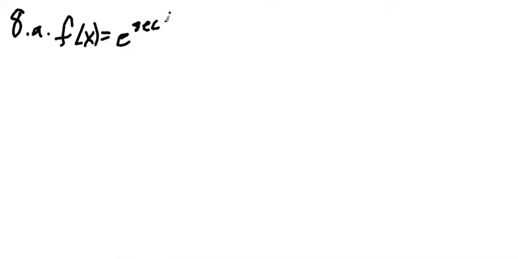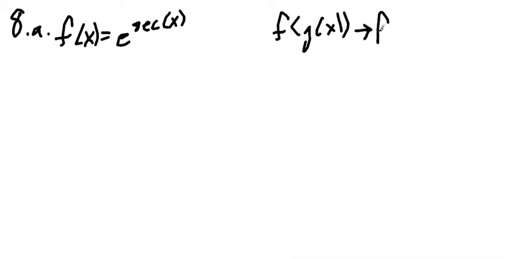Okay, number 8. Number 8 involves the chain rule. So the first example is f of x equal to e to the secant of x. And let's recall that the chain rule says if we have two functions composed, f of g of x, then its derivative is given by the derivative of the outer function applied to the inner function, f prime of g of x, times the derivative of the inner function, which is g prime of x.